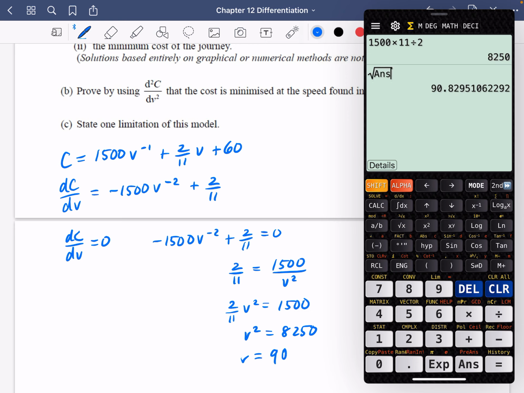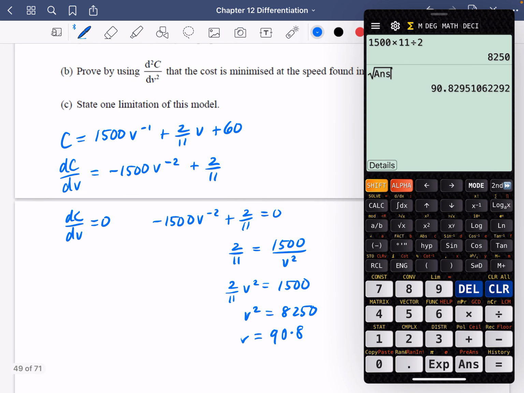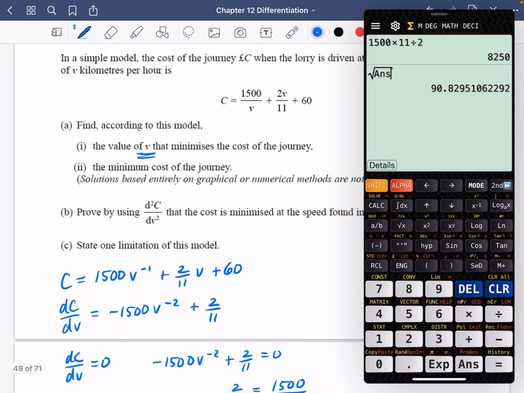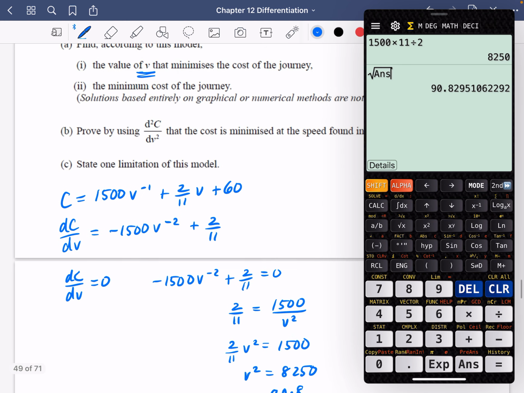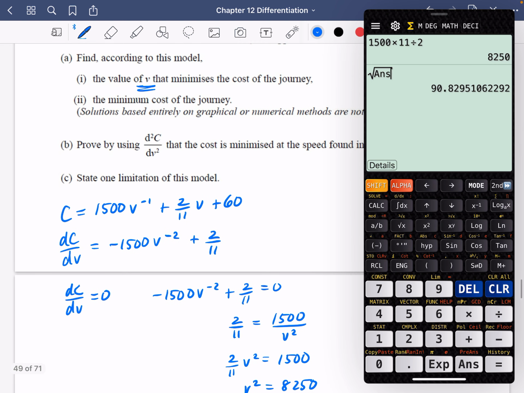So v is 90.8. Does it want it to anything? I'm just going to do it to one decimal place. 90.8, and v is kilometers per hour. So this is the speed that will minimize the cost of the journey.